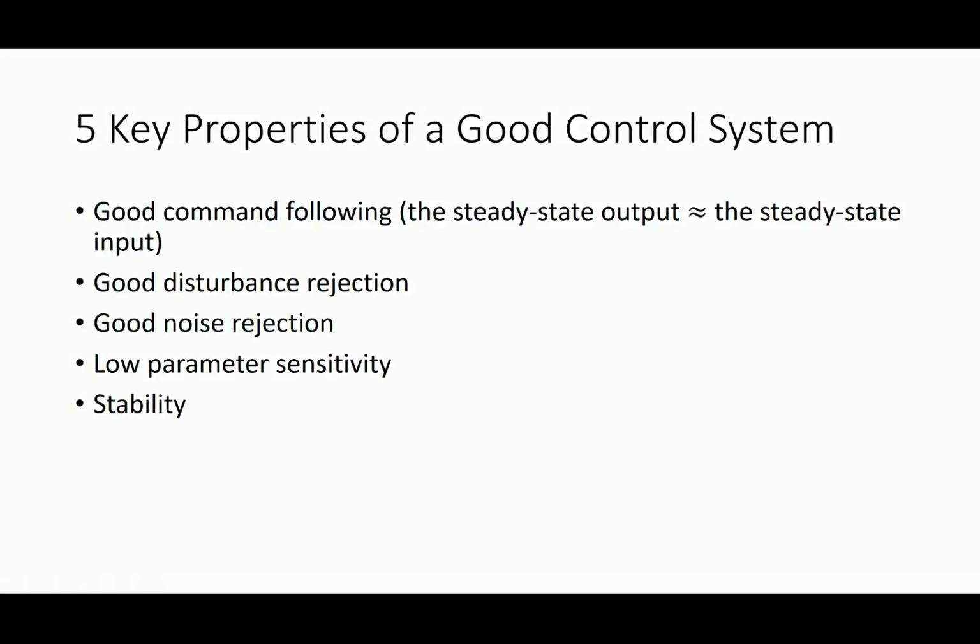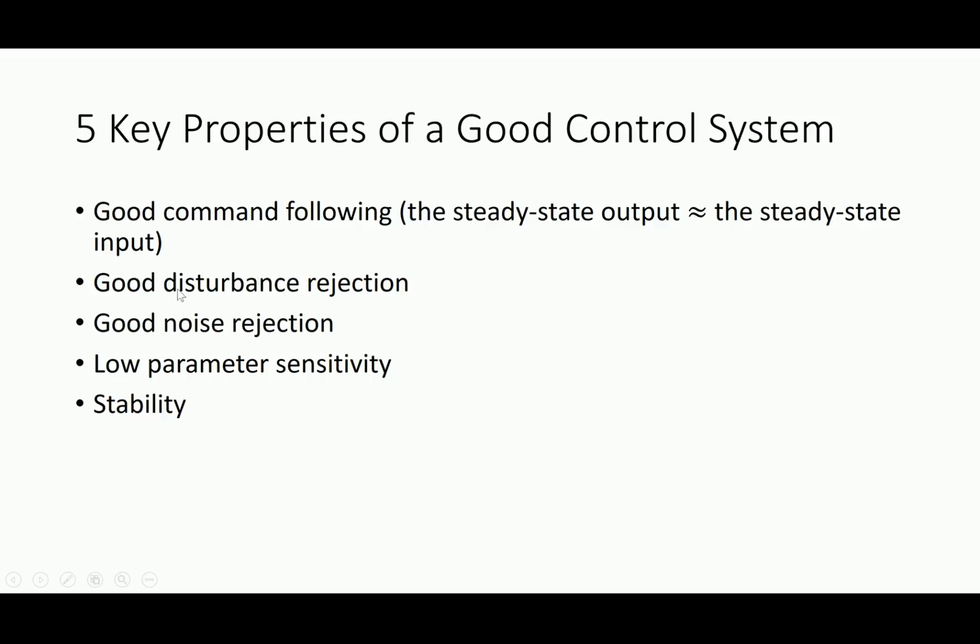All right, so I'm going to pick up with our next key discussion. To do that, I want to begin with remembering what we call the 5 key properties of a good control system. The first is good command following. Essentially, the steady state output should be approximately whatever the steady state input is. In other words, whatever I tell the system to do, which is the steady state input, better be what it does in steady state.